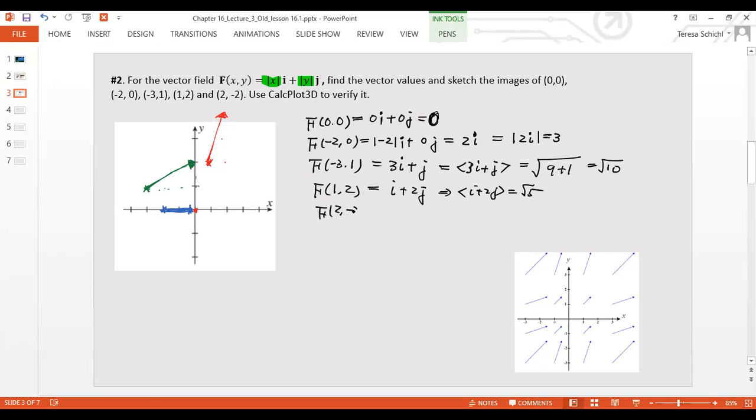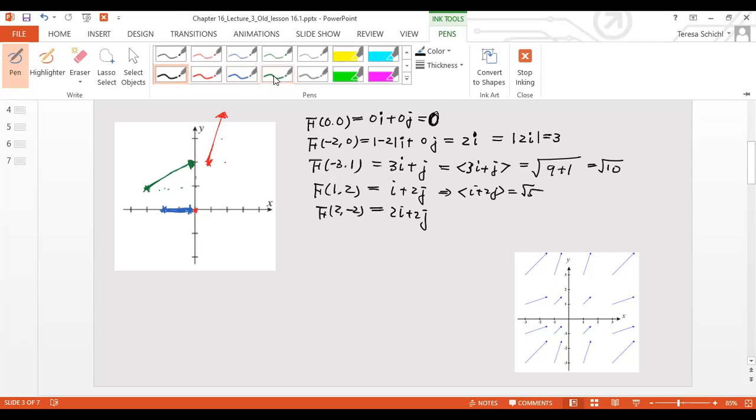This is (2, -2). So now for the point (2, -2), what will you get? You will get 2i plus 2j, right? Because the absolute value of y is 2. Okay, so now let's take a look at these ones here.